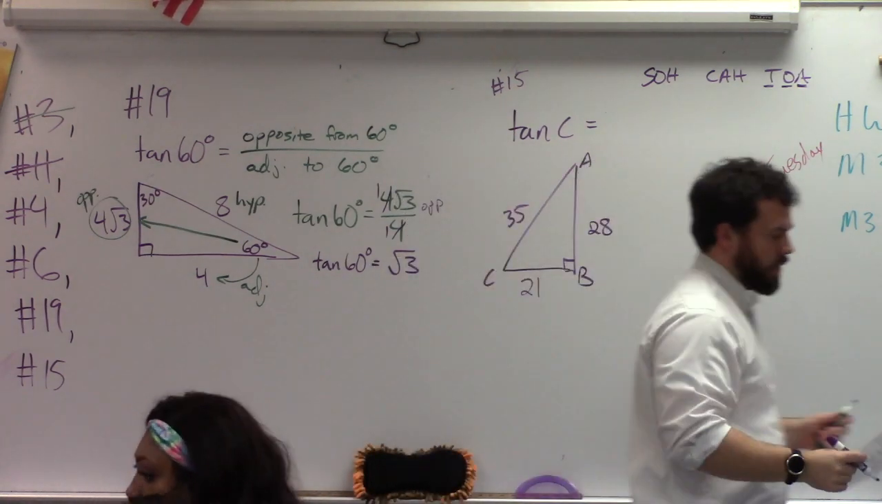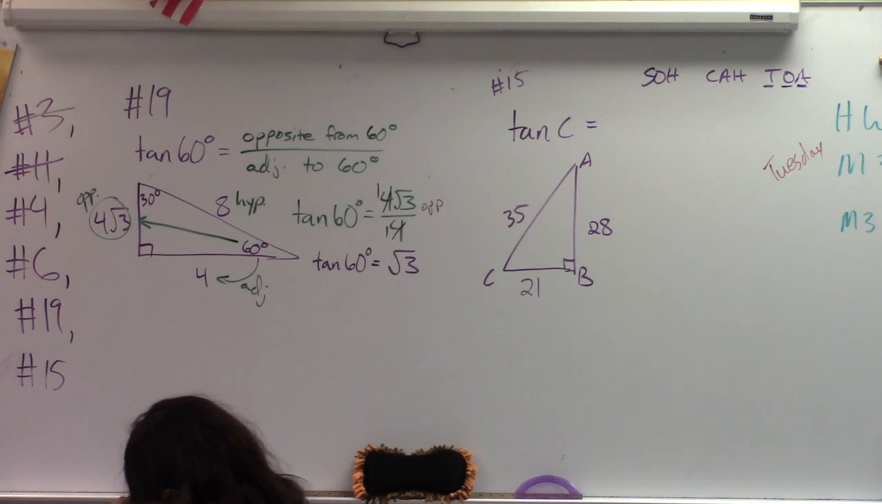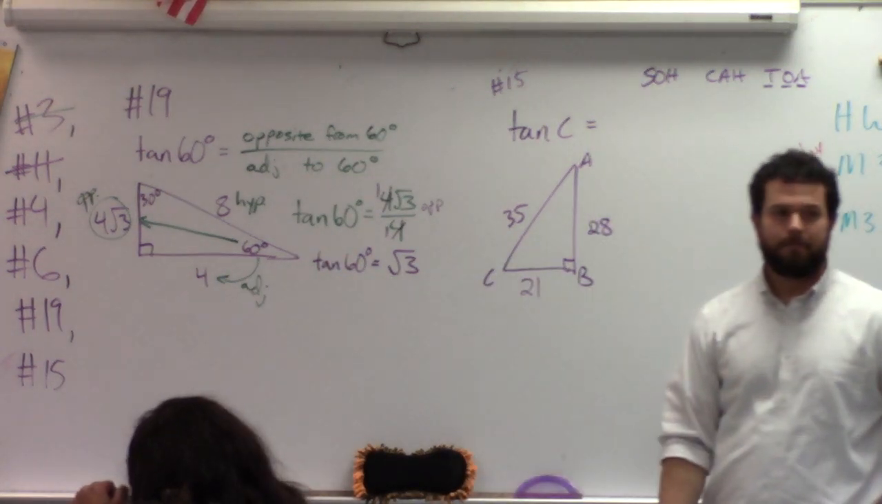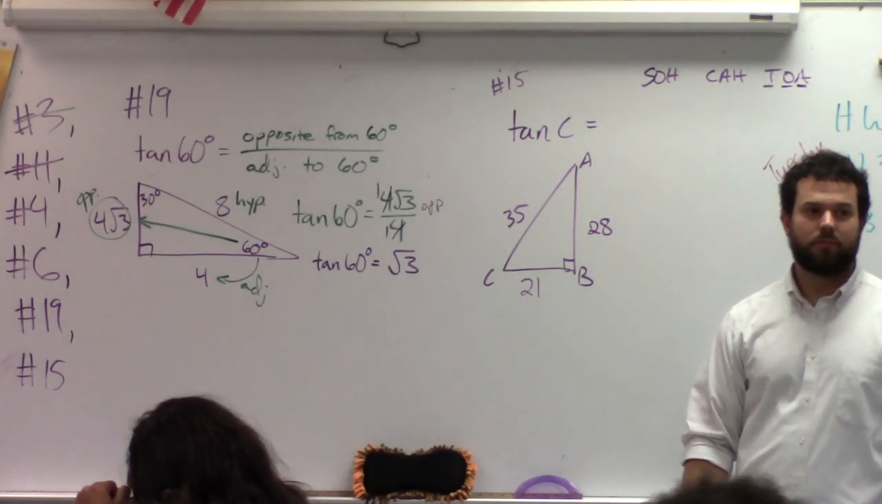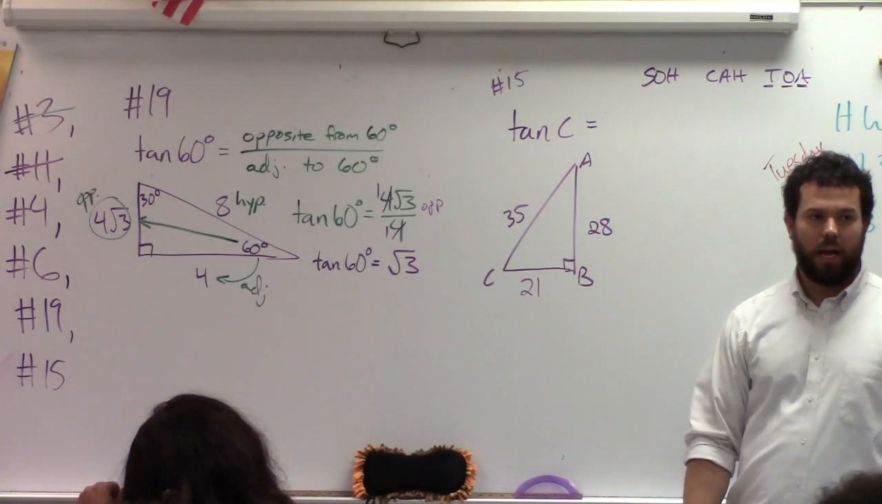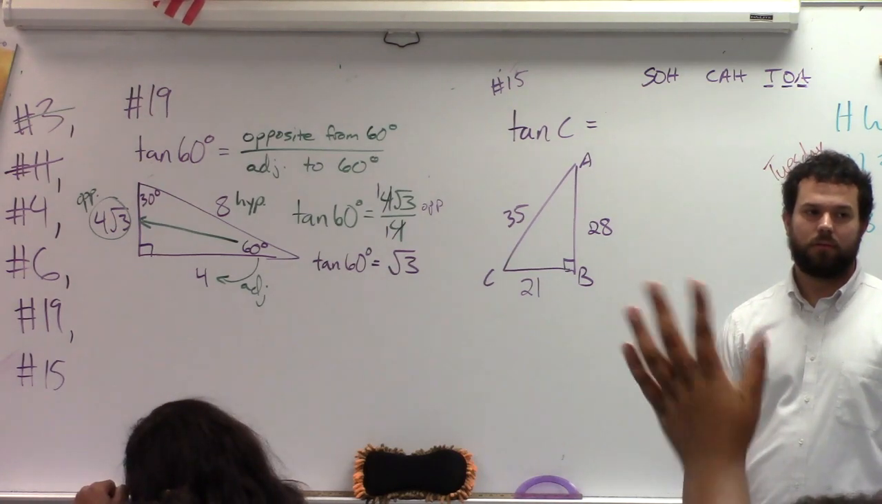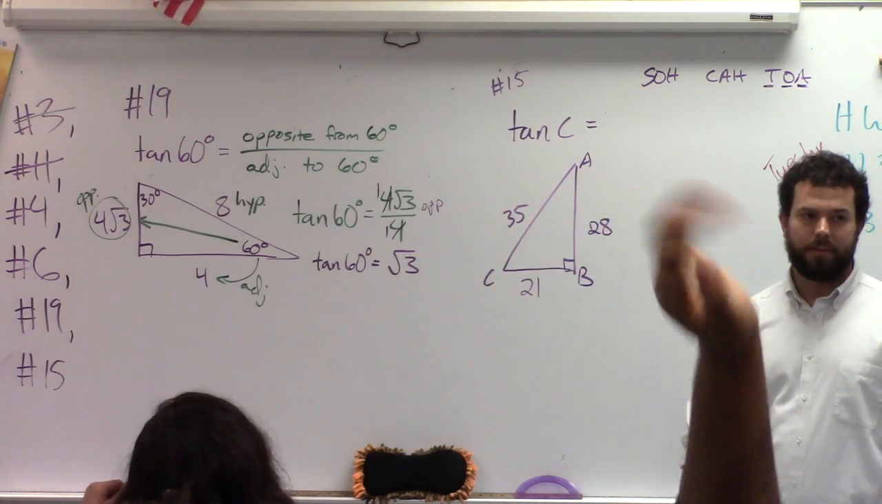Okay, so Jordan, how am I going to start the tangent of angle C here? The hypotenuse? You know we just did tangent, right? Just did tangent. What two sides did we need for tangent? Opposite and adjacent.